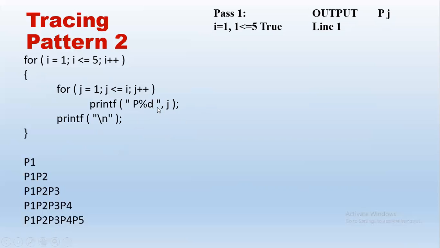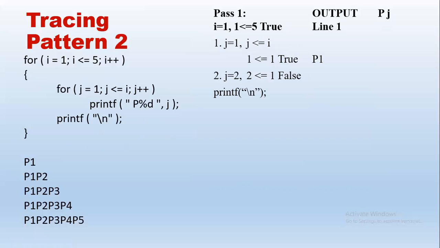So first line, we are having I equal to 1. 1 is less than or equal to 5. So condition is true. So here print line 1. So J starts from 1. So for the first value, we see the condition J has to be less than or equal to I. J is 1, which is less than or equal to 1, true. 1 is equal to 1, true. So print P J value. J value is 1. So in line 1, we just print P1 here.